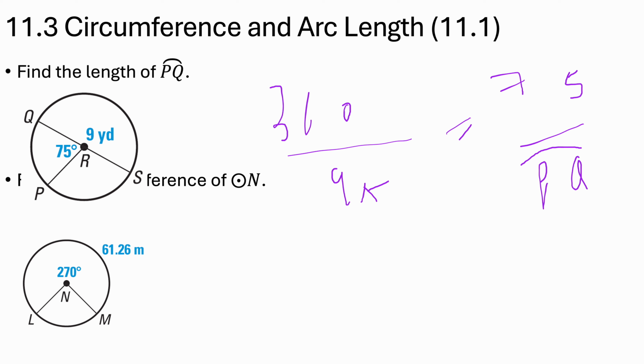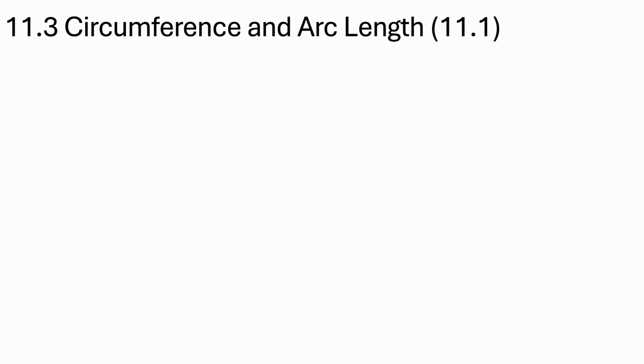Same they are asking here: the length of arc LM. Here they have already given the circumference. Circumference is 61.26 and they are asking the length of arc LM. So the LNM angle is 360 minus 270, which is 90 degrees, because 360 minus 270 is 90. So again, you can use the same 360 divided by 61 equals 90 divided by LM, and then you can calculate the length of LM.